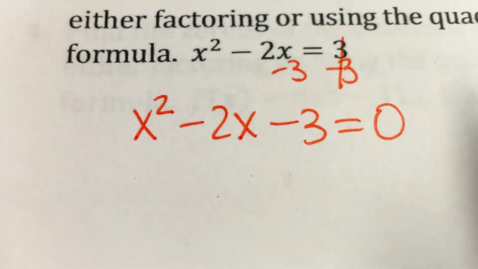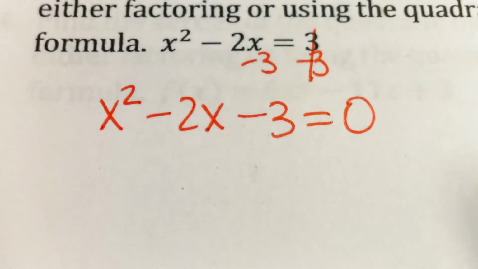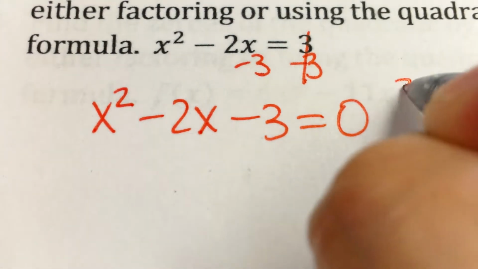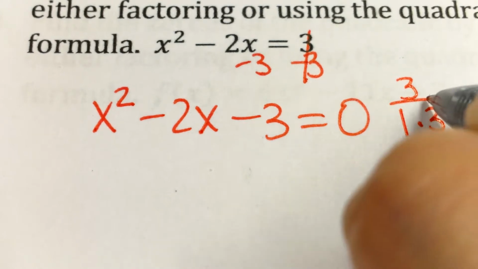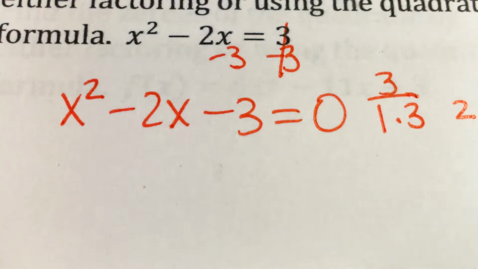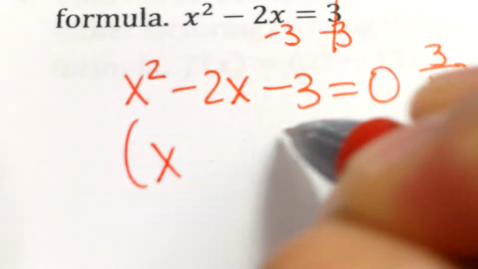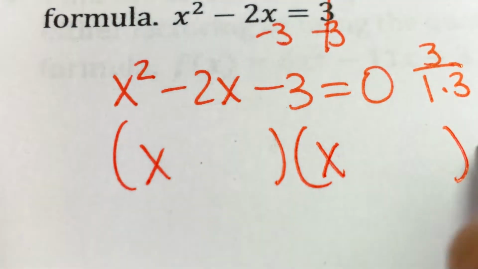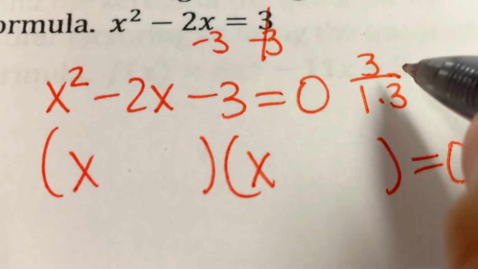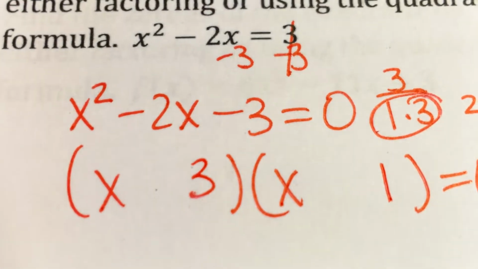Alright, so we're going to find factors of 3 that subtract to give you 2. Well, factors of 3 is just 1 times 3. Do they subtract? Yes. Do they give you 2? Yes. So it is factorable. So then now I have x, x equals 0. We're doing 3 and 1 because those are my factors, 3 and 1.